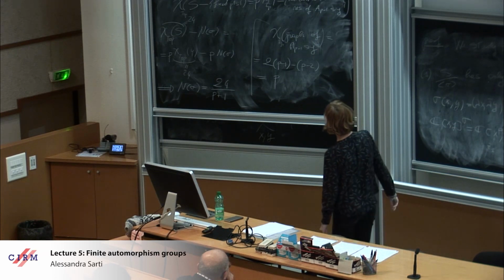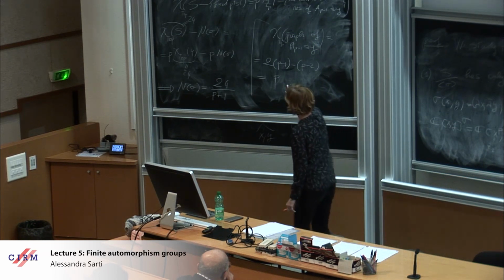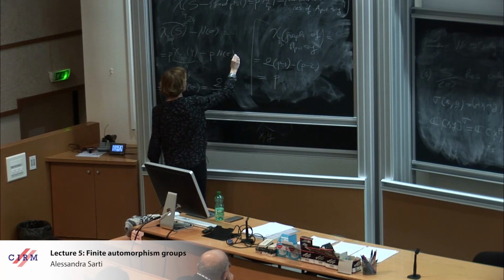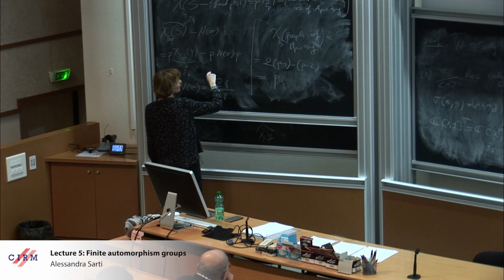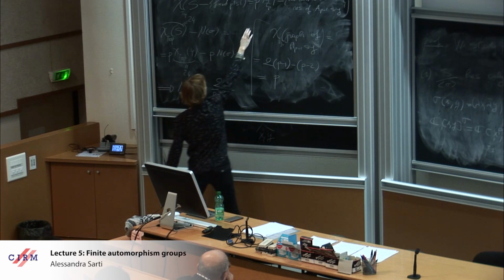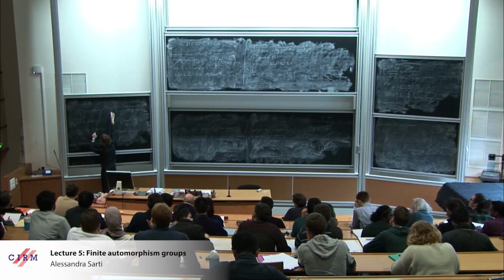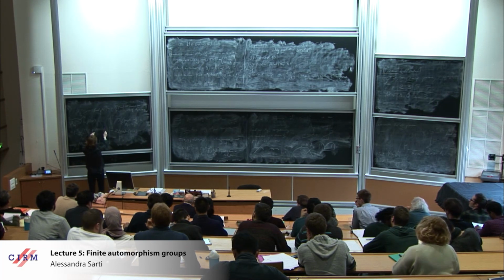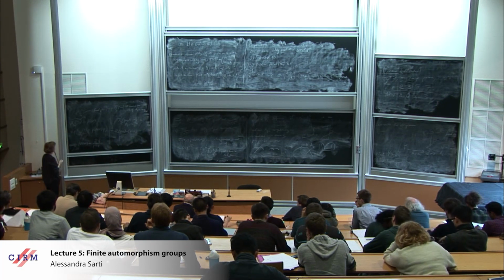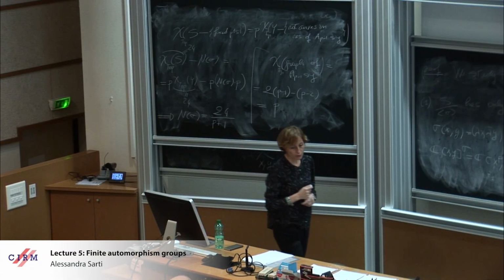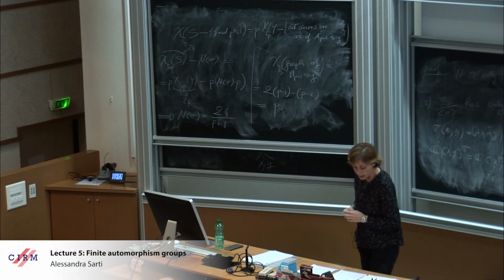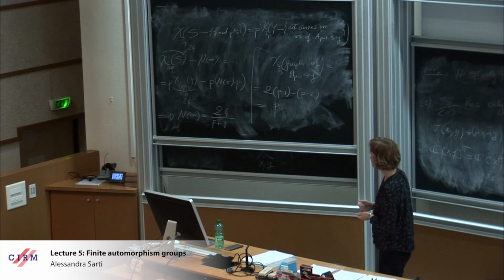Sorry, I remark now that I forgot this p. That's why I was wondering. This comes from that p that I was forgetting. So it is p times n sigma times p. So I think it's correct. And then 24 divided by p plus 1 is the number of the fixed points.